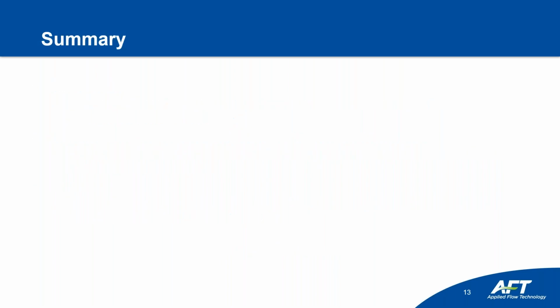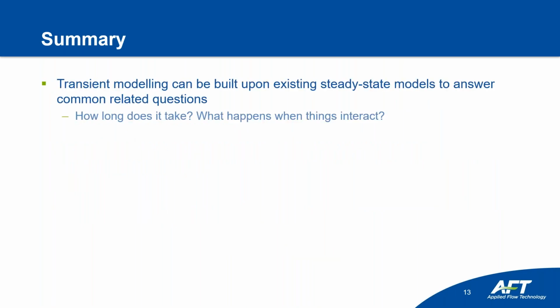So we've made it through, we've made it to the summary. Hopefully you guys don't all quit out at the same time, but let's see what we can do to wrap up. Our transient modeling is built upon our existing steady state models in both AFT Arrow and AFT Fathom, and that can answer common related questions: how long does it take to fill something, and what happens when these things are interacting? If I open this valve and this tank blows down, or if I fill this tank, how is that going to transmit through the rest of the system?